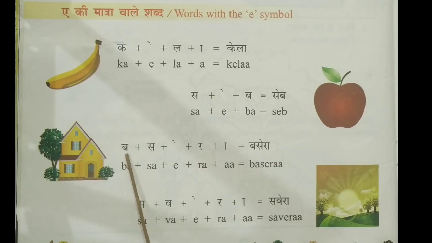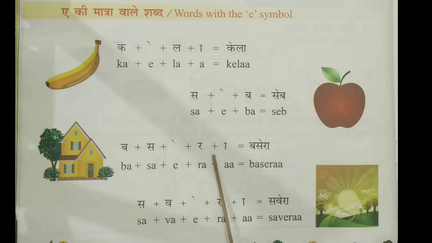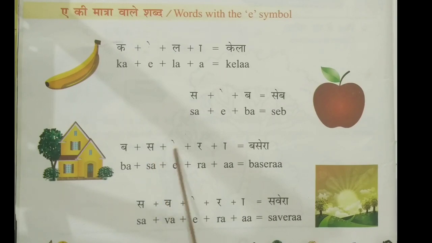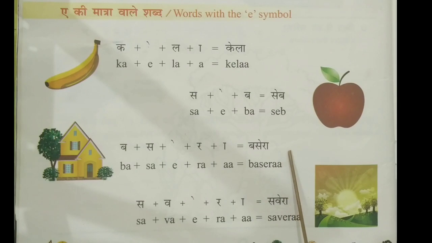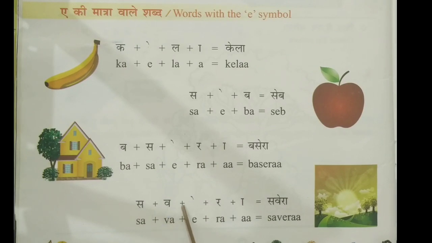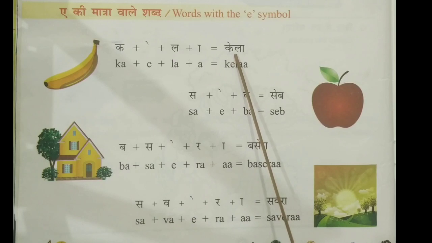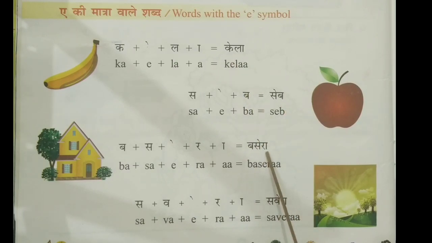Third one. Ba adik sa adik e adik ra adik a, basera. Read again. Last one. Sa adik va adik e adik ra adik a, savera, morning. Read again. Kela, seb, basera, savera.